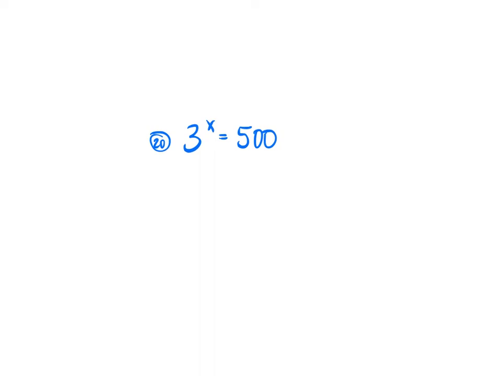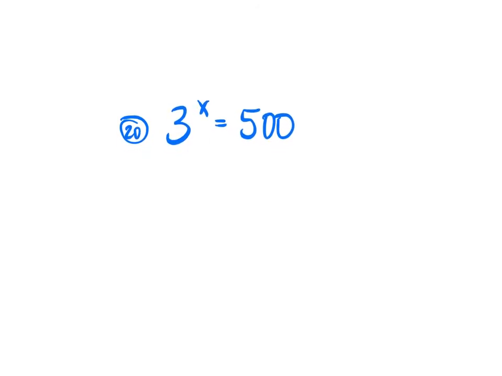All right, number 20. What do we do here? We make a log of 3. We have to have the log base 3. So that base of 3 is what gets the 3 to cancel out. So we put a log base 3 on both sides. It's not just a log on both sides, it has to be the log base 3. So this cancels, and we're left with x is equal to log base 3 of 500.